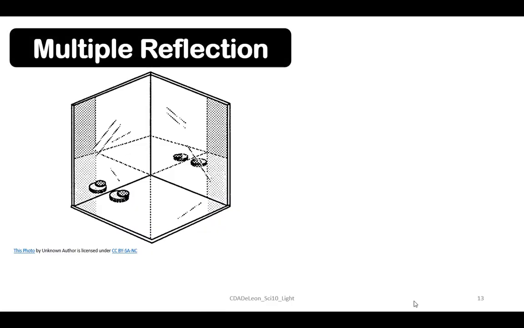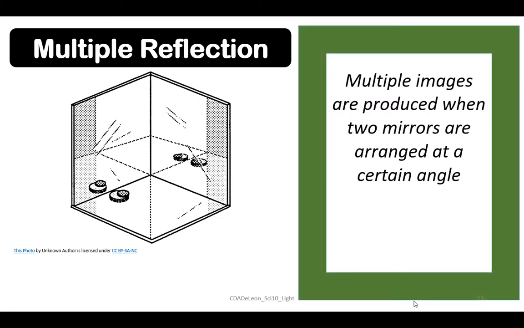Multiple reflection of light is the reflection of light back and forth several times between reflecting surfaces. If a reflected light ray is reflected again on being incident on another surface, this is termed multiple reflection. So multiple images are produced when two mirrors are arranged at a certain angle.